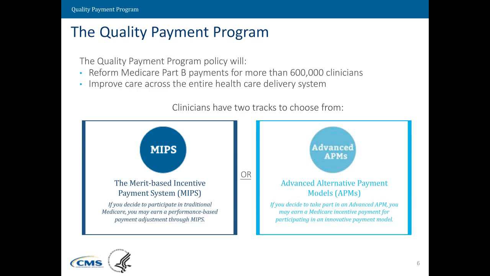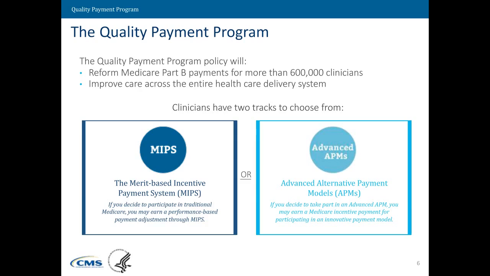Clinicians may also be excluded from MIPS if they are clinicians who enroll in Medicare for the first time during a performance period, if they are clinicians who have Medicare Part B allowed charges of less than or equal to $30,000 a year, or if they see 100 or fewer Medicare Part B patients in a given year. And lastly, if clinicians are significantly participating in advanced APMs.